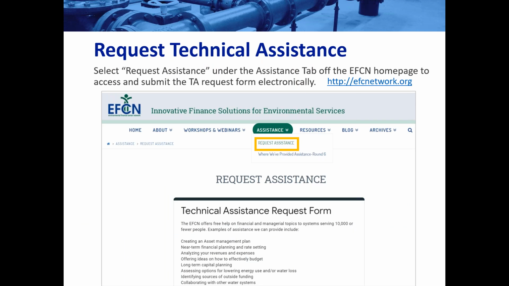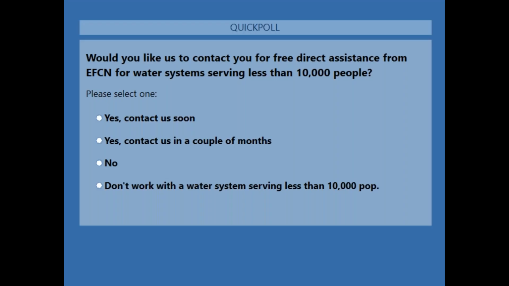But I'll pause. Actually, let's launch the last poll if you don't mind. And I'll ask if there are any other questions for me to answer. This last poll is asking if there's any small water system below 10,000 people that would like us to contact you to schedule a time to do some advising or direct assistance. No charge to you. It's covered under the EPA cooperative agreements we have with US EPA. If you're interested, we'll follow up with you.